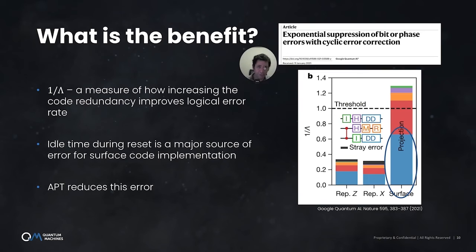And so now the question is, okay, we have this zero feedback latency. By how much does it actually improve the performance of the code? Here we looked into it a bit more deeply. You can see from the Google paper 1 over lambda, which is a measure of how increasing the code redundancy improves the logical error rate. It turns out that the measurement and reset are actually a really significant part of the round time. And during this time, the data qubits are idle. This is a very significant source of error. As you see, this blue part here is a very significant source of the total error contribution. So by reducing the reset time, we expect that we'll be able to significantly improve 1 over lambda.